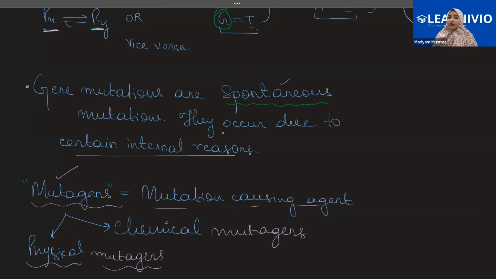They occur due to certain internal reasons that we don't even know. How can we see the genes and everything? This much is clear?